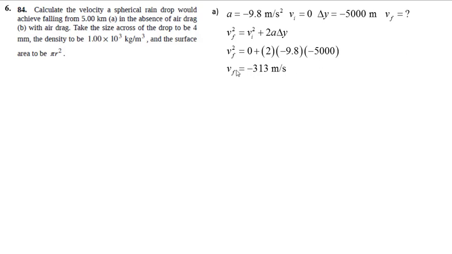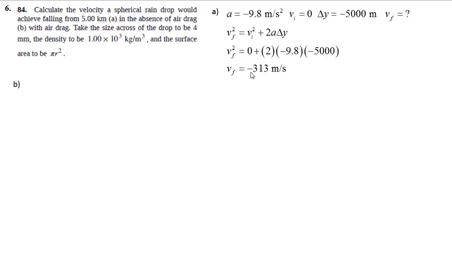Here I've plugged in all the variables, and here I've solved for my final velocity. Remember, you're going to be taking the square root of a number. Whenever you take the square root, there are 2 answers, a positive and a negative, and you have to choose which one it is. Well, in this case, it's a negative velocity because it's moving downwards.